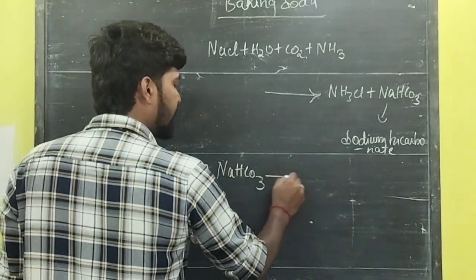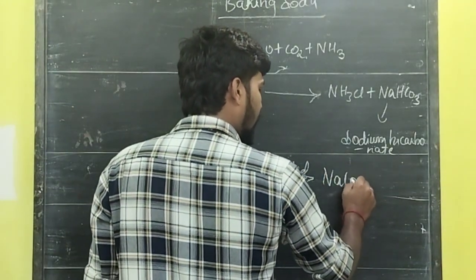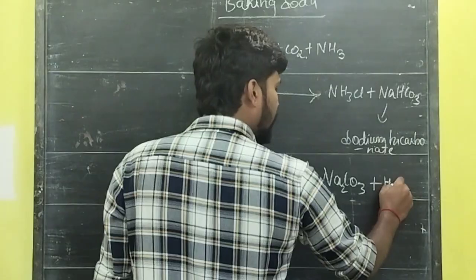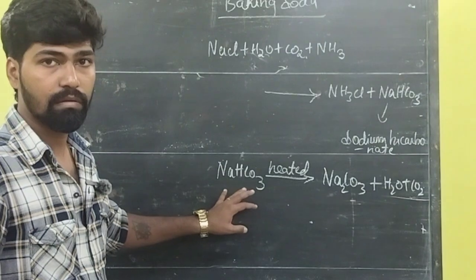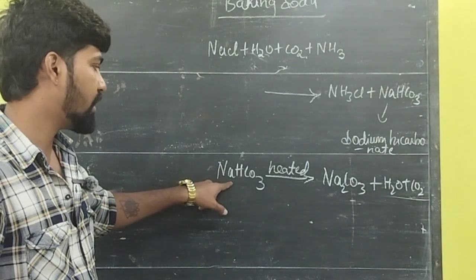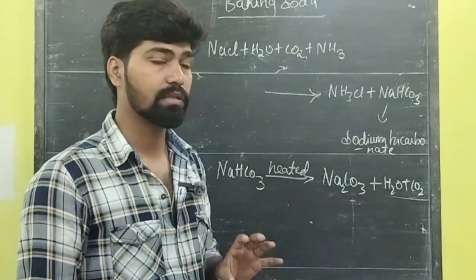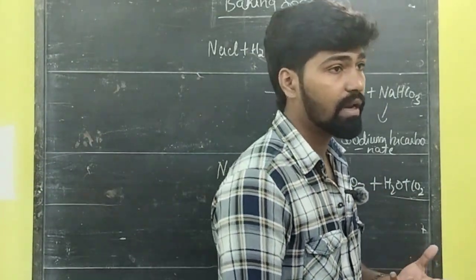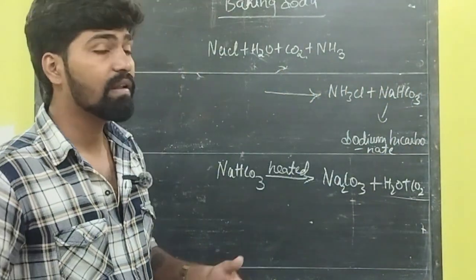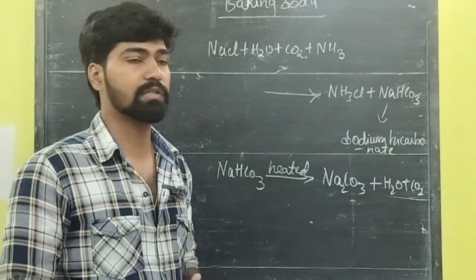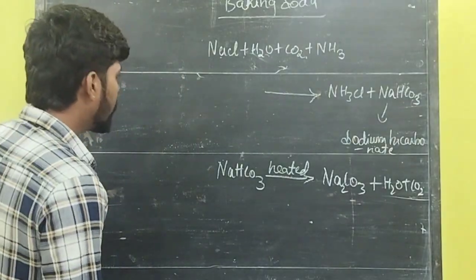So what happens when baking soda is heated? When you heat baking soda, you get sodium carbonate, water and carbon dioxide. So this is what is going on: when you take sodium hydrogen carbonate and heat it, you get sodium carbonate, water and carbon dioxide. So carbon dioxide is released. This is the reason whenever you eat any food to which baking soda is added, after eating a little bit only, you will feel like your stomach is filled. Because why? Because carbon dioxide is generated here.